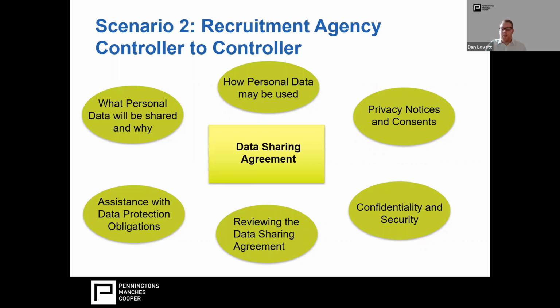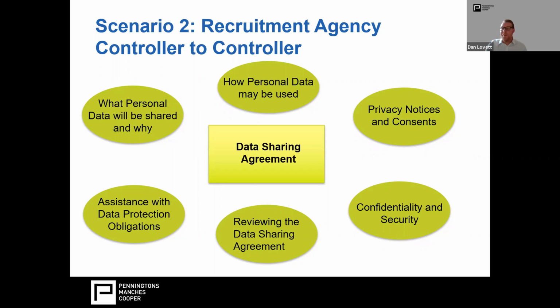And then the last point to mention is reviewing the data sharing agreement. I think it's fair to say that data protection law is a fast moving area of the law which is rapidly changing, especially in relation to international data transfers. We're expecting further large changes next year into it. So regular review is a good idea just because the law might change.